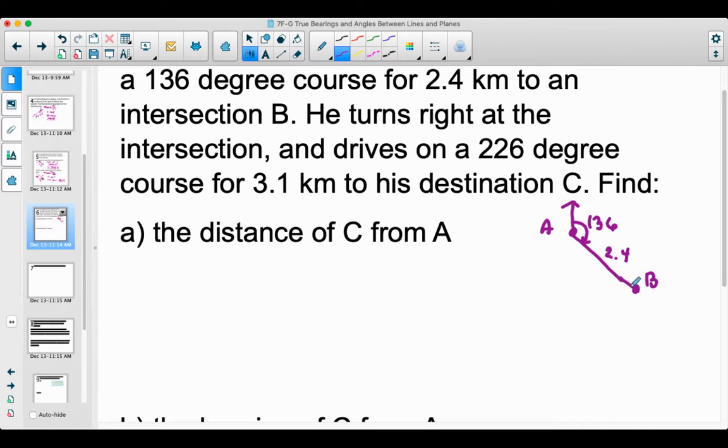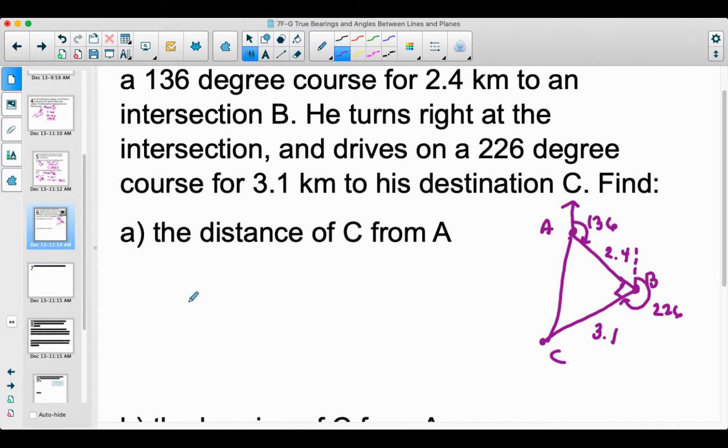And then it says at B he turns right at the intersection. So that means that that is a right angle right here. And again, if you think about your true north, it says he drives a 226 degree bearing. So that would be 180, and then 226 is going to be a little bit further than that. He drives that for 3.1, and he ends up at C, which is his destination. And because he turned right, we know that that is a right angle right there. And it is asking us to find the distance from C to A.